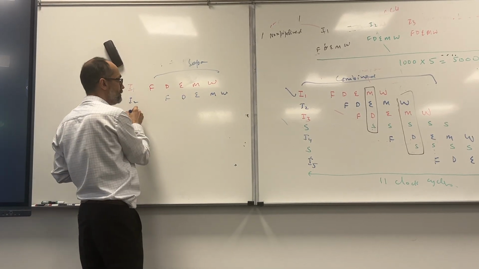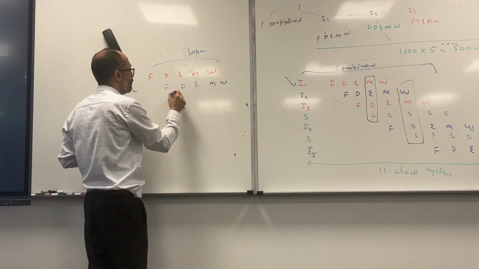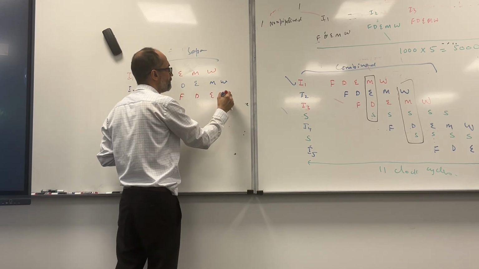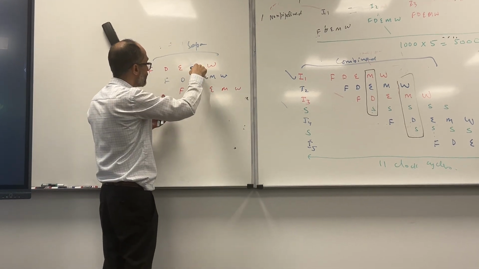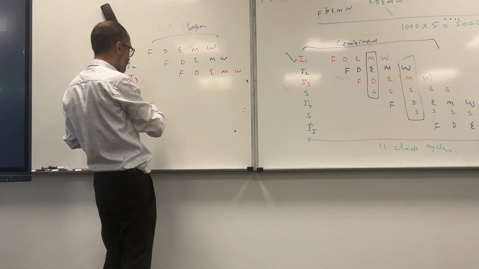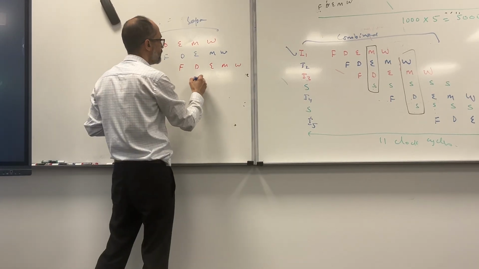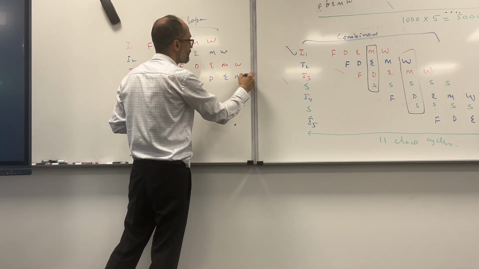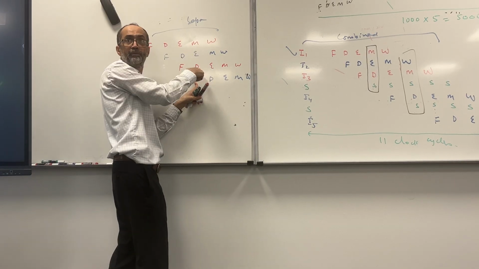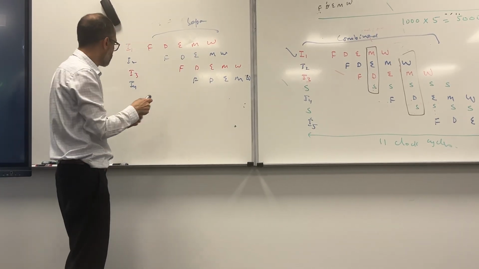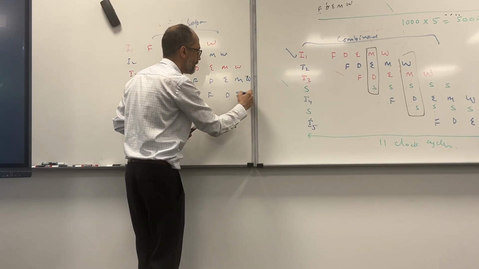Then we have I3: fetch, decode, execute, main memory, and write back, because there will be no stall. Then I4, the blue color: fetch, decode, execute, main memory, and write back. They can overlap now. And then which instruction? I5: fetch, decode, execute, main memory, and write back.